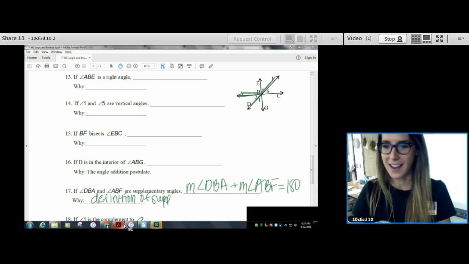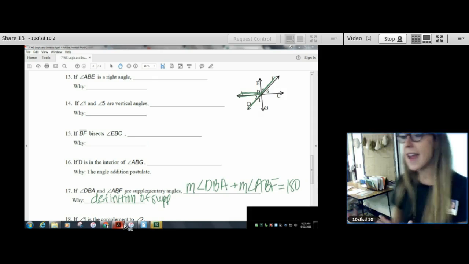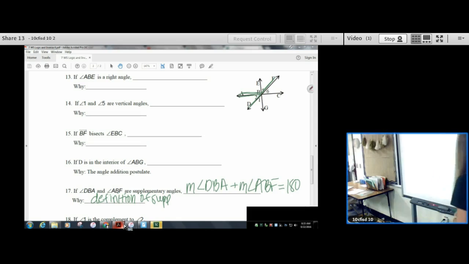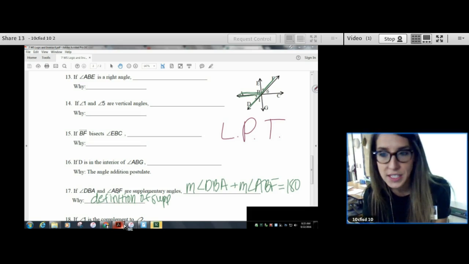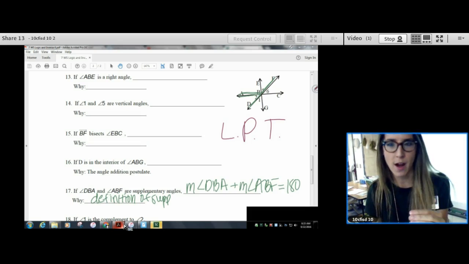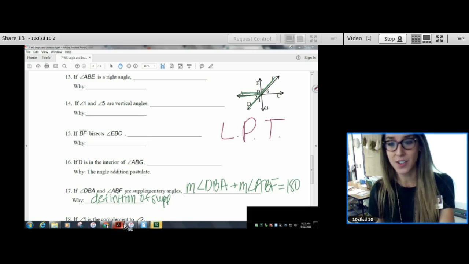We're not doing proofs yet. So there is no supplementary theorem. Now, we learned the linear pair theorem, but that doesn't apply here because the hypothesis said nothing about linear pair. Had the hypothesis mentioned linear pair, we might have gone in that direction, okay?